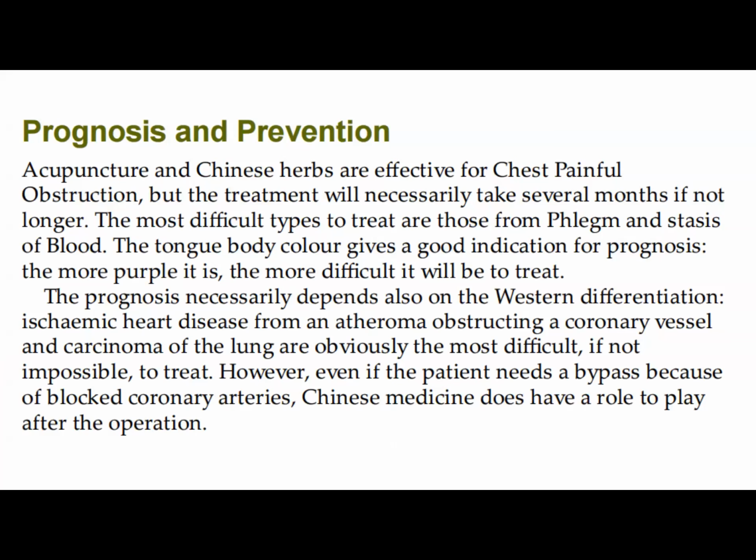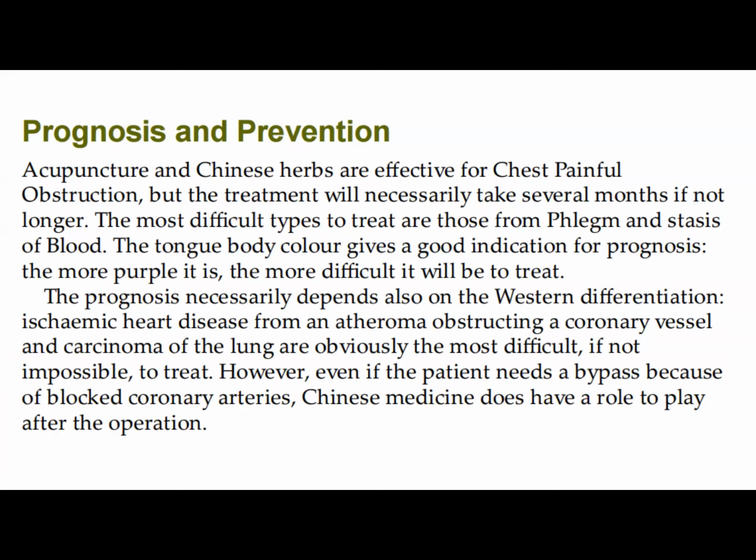Acupuncture and Chinese herbs are effective, but the treatment will necessarily take several months, if not longer. The most difficult types to treat are those from phlegm and blood stasis. Tongue body color gives a good indication for prognosis. The more purple the tongue body, the more difficult it will be to treat.